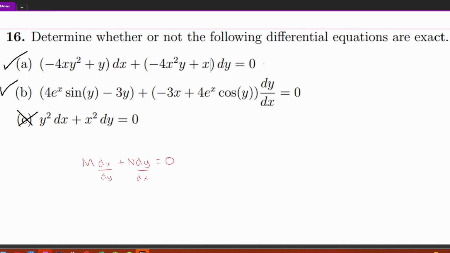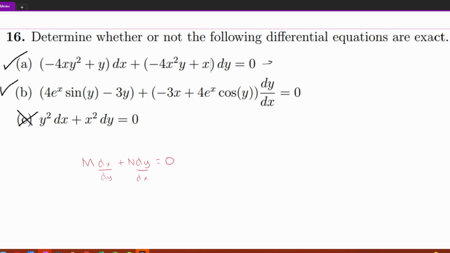So if we do that for this first one, we're going to take the derivative with respect to y. That means we're going to have a negative 8, because the 2 comes down, xy, plus just a 1 right here. And this should be equal to, if we take the derivative with respect to x of the next part, a negative 8x, and then we'll have a y plus 1. So these are equal, they are exact.